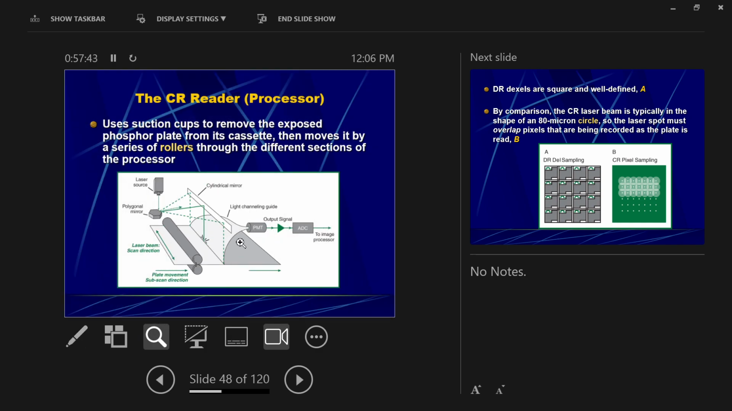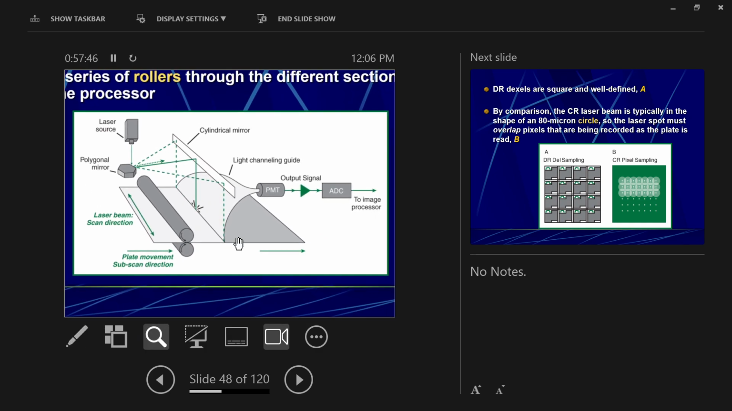So let me zoom in a little bit. Allow me to go stand up here and point and shout. Okay. All right, so the plate is stuck into the processor. The cassette is stuck into the processor. The plate is drawn out into the processor. Rollers above and below the plate will suck the plate into the processor. Okay, this big parallelogram, which is supposed to be the plate, right? The rectangle goes into the processor.